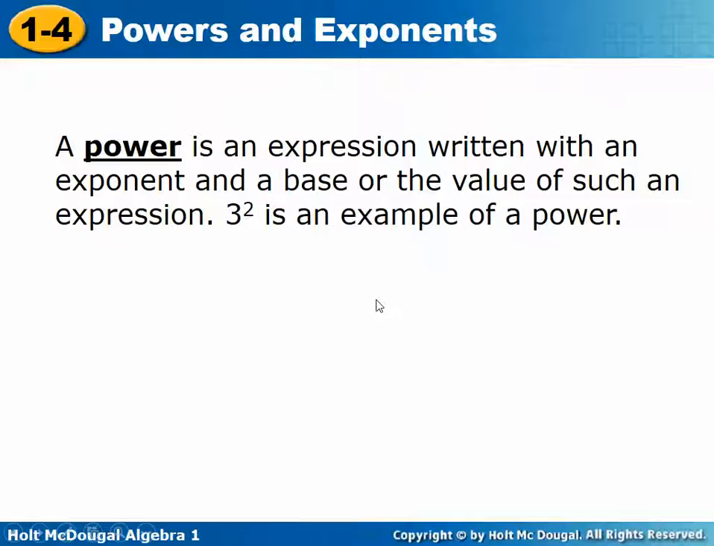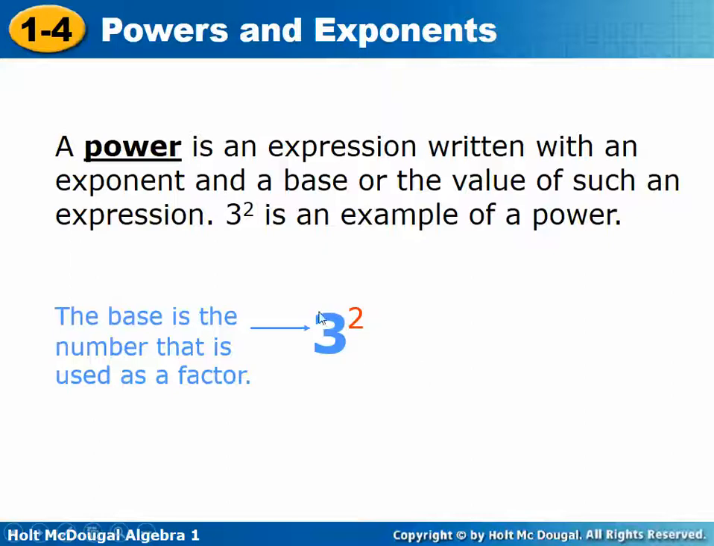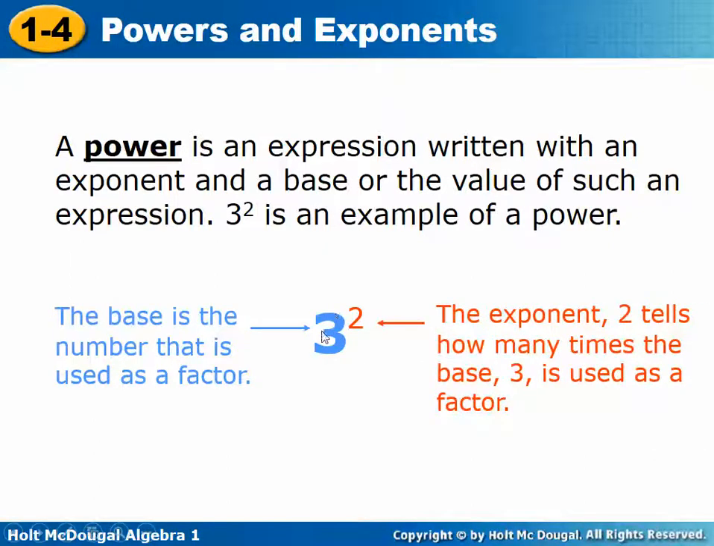We have what a power is. A power is an expression written with an exponent and a base, or the value of such an expression. So 3 squared is an example of a power. The exponent gets written smaller, to the upper right of the base. The base is 3, that is the factor, and the exponent tells how many times the base should be a factor. So because we have an exponent of 2, it tells us to take 3 times 3, 2 times.